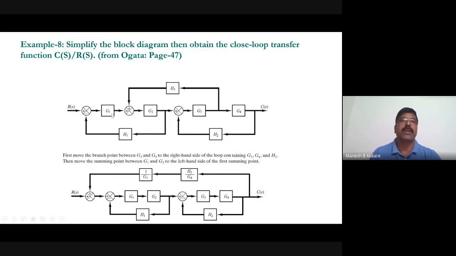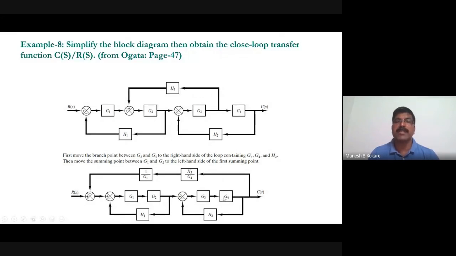Okay, so rearrangement of this summing point will also solve that problem. When you are shifting that summing point here, you have to modify this one by Z1. So you got this one. Now this block diagram has become very simple. This one. So what is that?